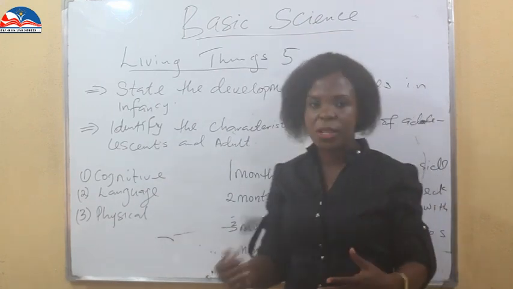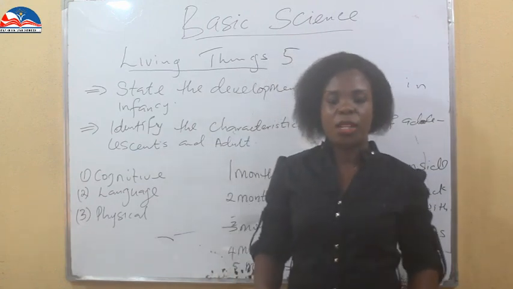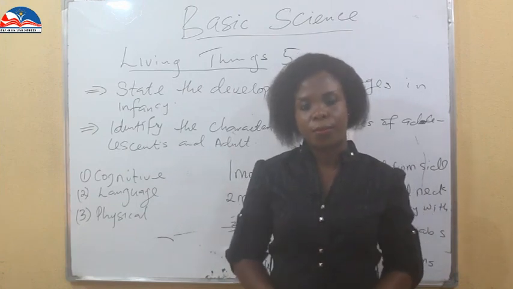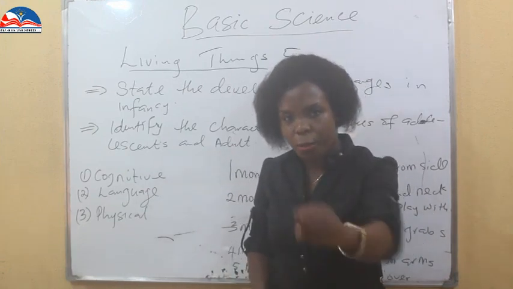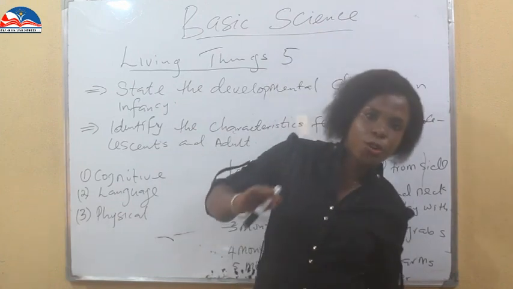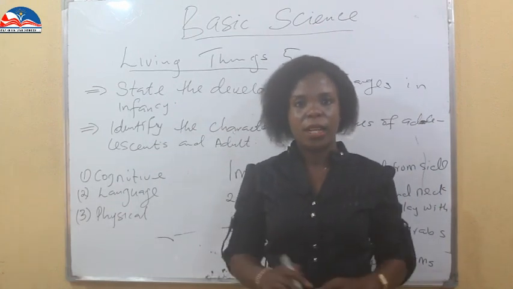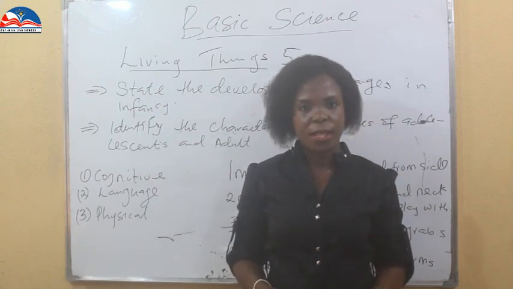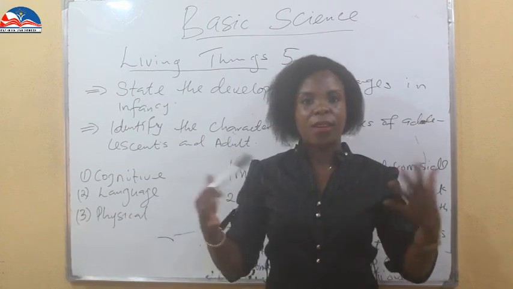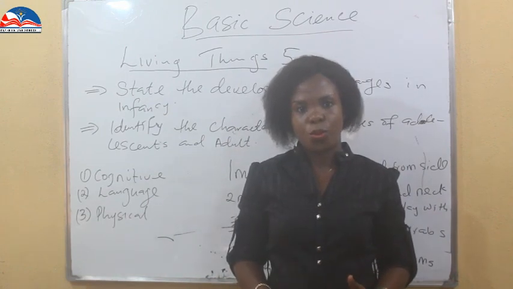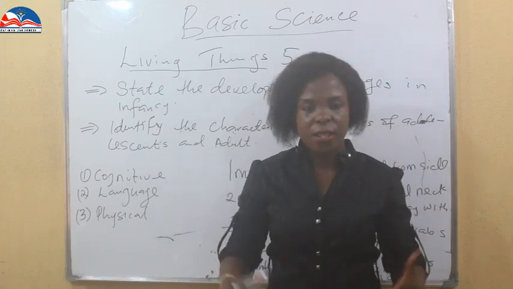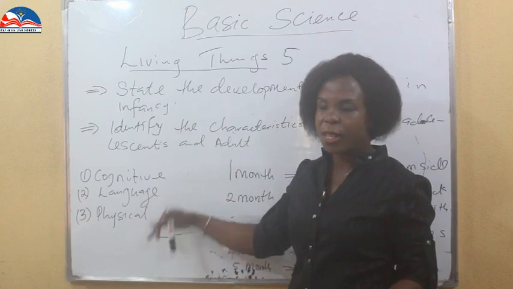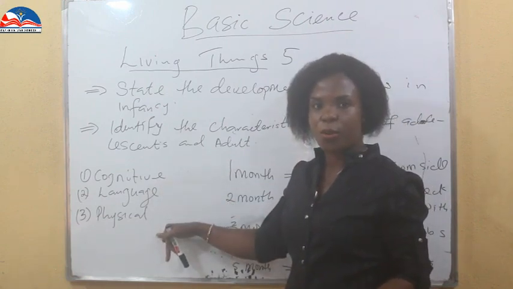Then we'll have the physical stage. At this time, you put the child on the bed. The child will use the 2 arms to raise himself. The child will grab objects. The child rolls from side to side. The child grabs objects, grabs your hands. The child laughs at you. The child stares at you. So these are the 3 areas the child develops at infancy: the cognitive, the language, and the physical.